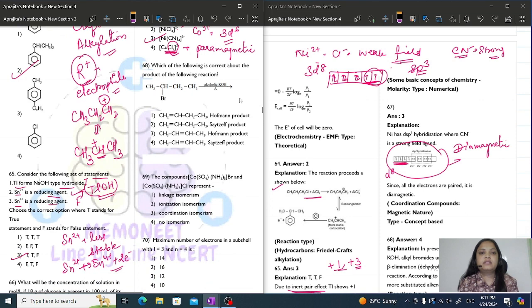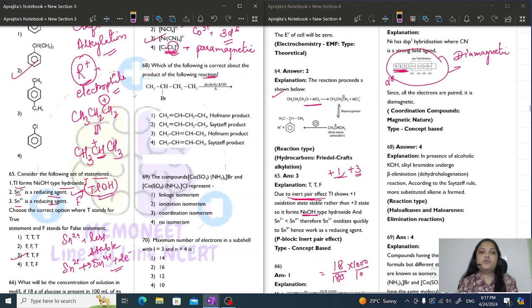Now question number 68. Which of the following is correct about the product of this reaction? Here you know that alcoholic KOH will result in the dehydrohalogenation of alkyl halide.